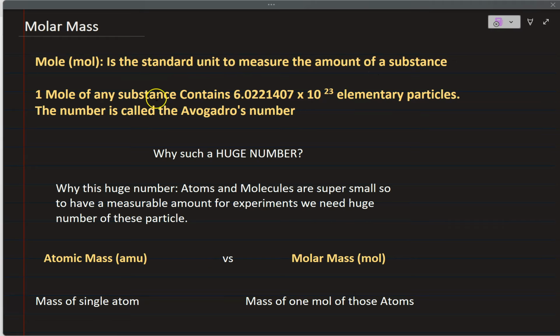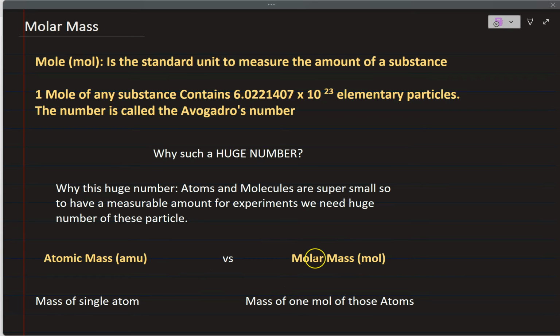I wrote down a few pieces of information here as a review for you, but I also wanted to make sure that you do remember it. 1 mole of any substance contains this number, 6.02, rounding it up, times 10 to the 23 elementary particles. This number is a very famous number called Avogadro's number, okay? And that is what we are using as a bridge factor between the atomic mass unit and molar mass, which end up being the same.